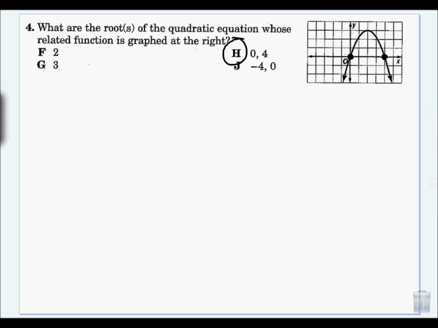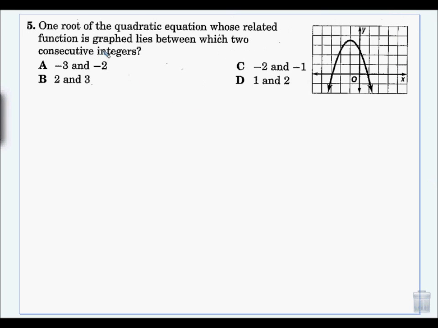Wait, how'd you find that? Oh, because... Right?